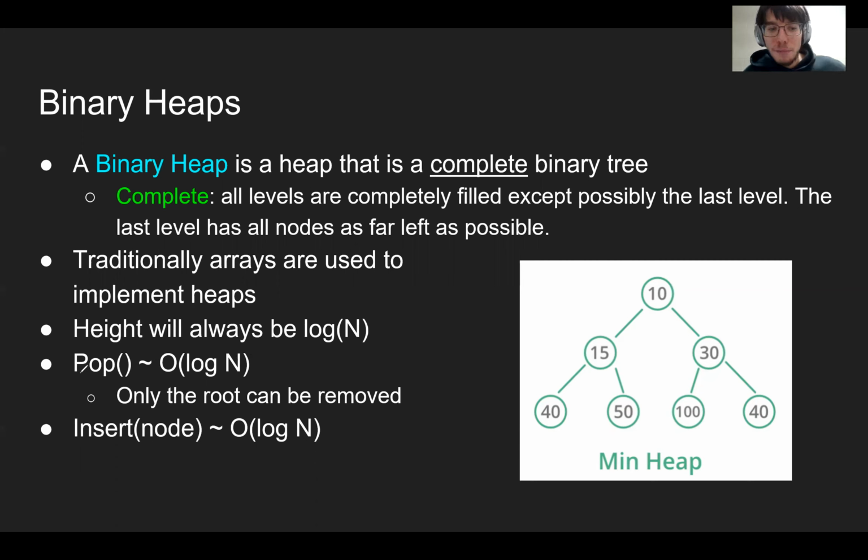The reason why is because the height being log n ensures that pop and insert are both just log n. You can only remove the root. Just like with regular queues where you can only remove the front of the queue, the same thing is true with heaps, which are basically priority queues, or priority queues are just heaps generally. So you only have access to the top element, and removing it is log n. We'll see why in a minute. And same thing with insert. Hopefully that's just kind of an overview of heaps. Now I'll go into some more details.